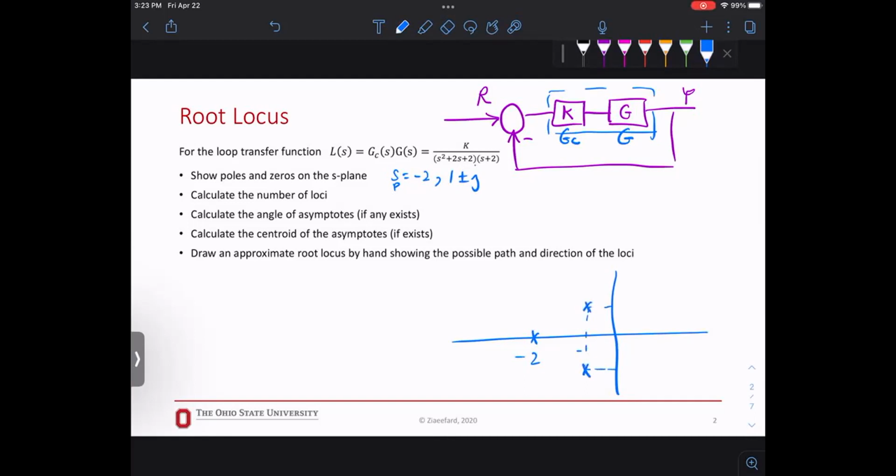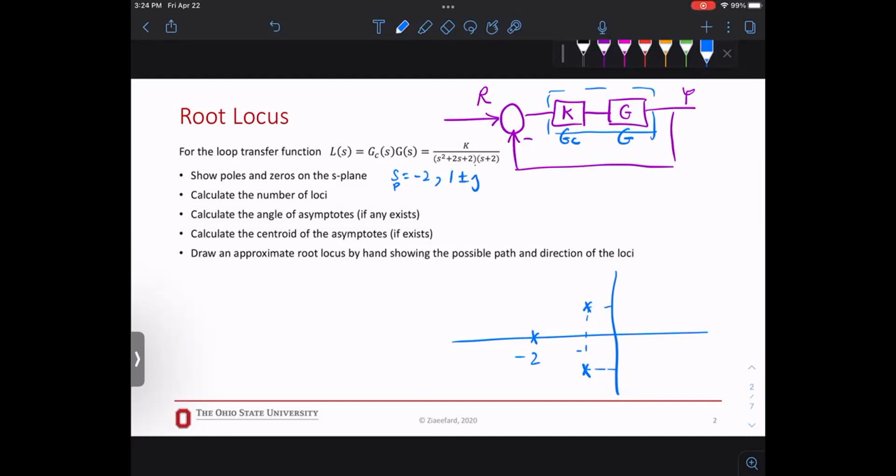All right, now calculate the number of loci. How many loci are you gonna have? Three, the number of poles or zeros, whichever is greater. So it's 3. We don't have zeros, right? They're all poles. How many asymptotes do you think you're gonna have? 3, because all 3 of these poles have to go find their significant other, right? So we know that there's gonna be 3 asymptotes.